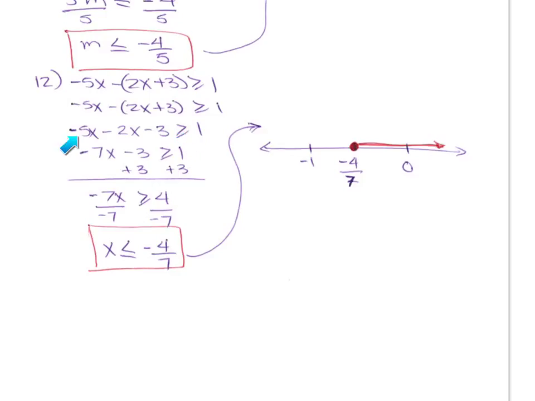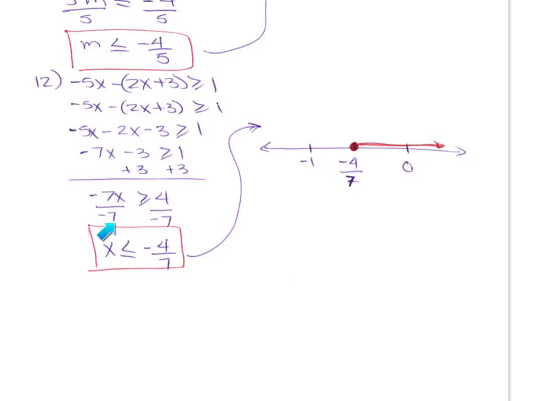Well, the negative 5x and the negative 2x we can combine. That will give you a negative 7x minus 3 is greater than or equal to 1. We want negative 7x by itself, so we add 3 to both sides. Now we're ending up with negative 7x is greater than or equal to positive 4. We want x by itself, so we're going to divide both sides by negative 7.